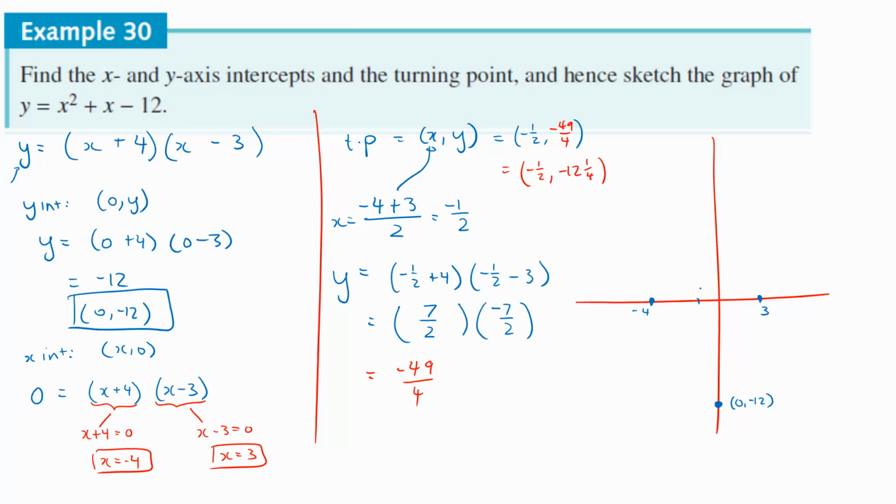So let's say negative half all the way down. It's just negative 12 and a quarter. So maybe negative 12 and a quarter is about here. So there we go. That's negative 1/2 and negative 12 and a quarter. That's my turning point. So if I put it all together, I'm drawing on a tablet, so it's terrible. But there we go. Something like that.